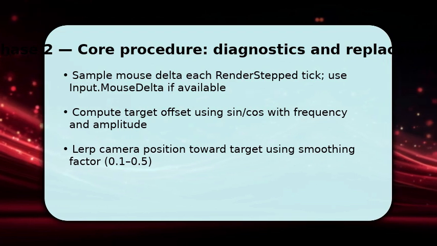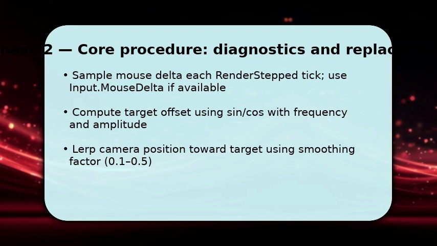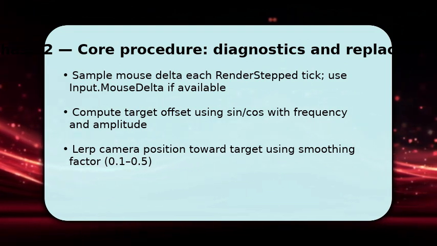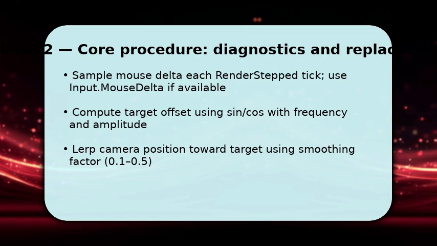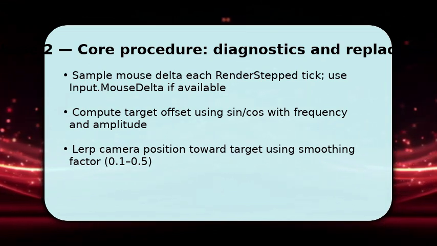Then lerp the camera or camera offset toward that target with a smoothing value to avoid jitter. This is why you separate target computation from the actual transform. Make sure to clamp amplitude so it never clips through geometry.